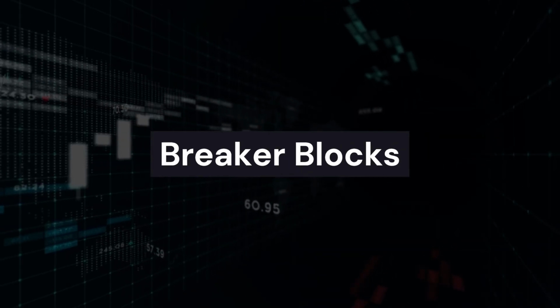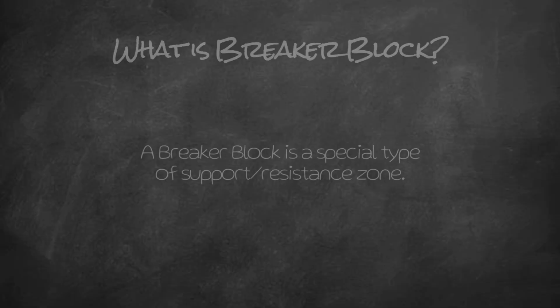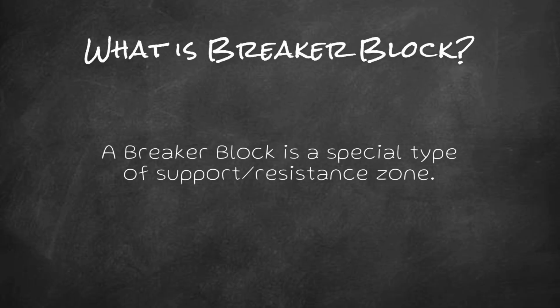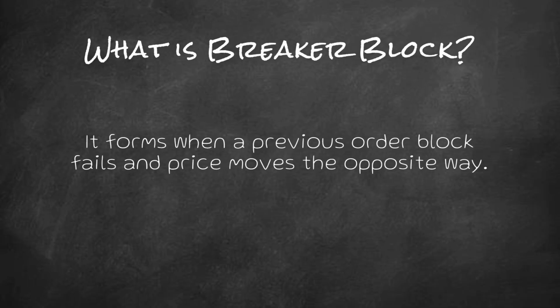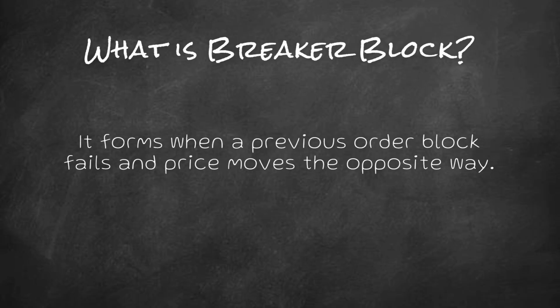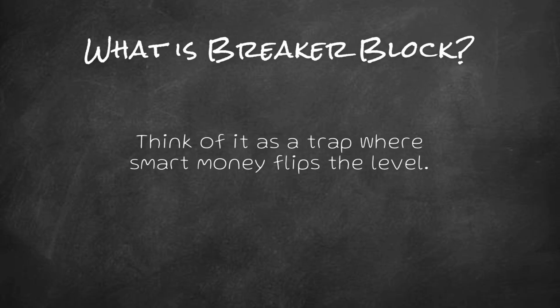6th pattern, breaker blocks. A breaker block is a special type of support resistance zone. It forms when a previous order block fails and price moves in the opposite direction. Think of it as a trap where smart money flips the level.